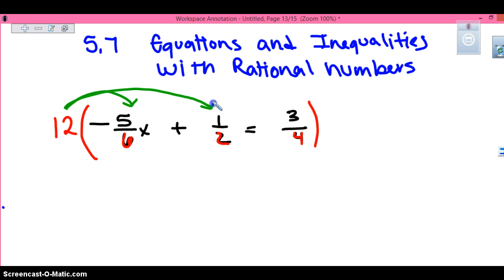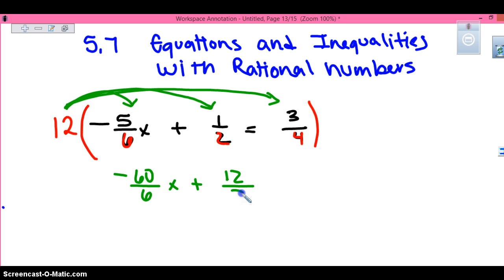12 times -5, 12 times 1, and 12 times 3. 12 times -5 is -60 over 6x, plus 12 times 1 is 12 over 2, and 12 times 3 is 36 over 4. At this point, we're going to simplify.